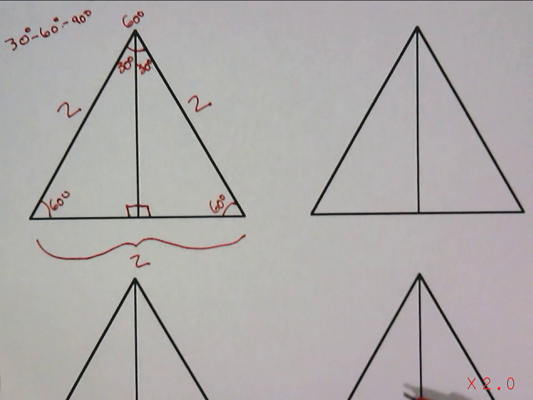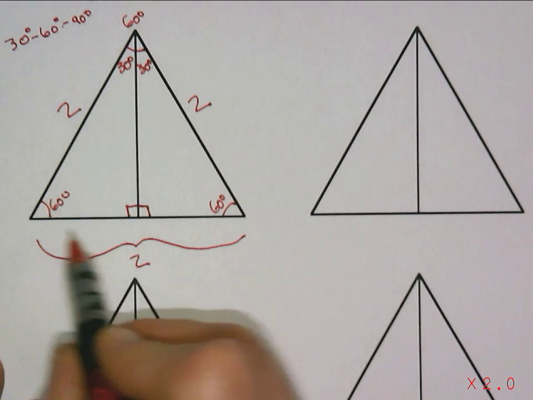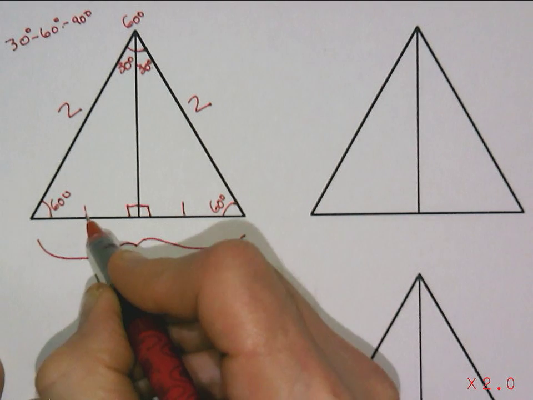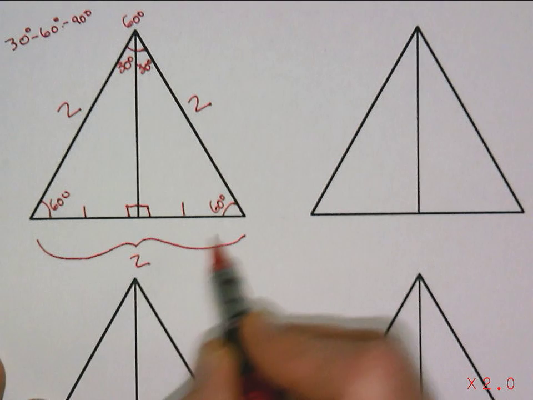Now when we take an equilateral triangle and cut it in half, we also cut the bottom in half. So this 2 becomes 1 and 1. So we have a distance of 1 here and a distance of 1 here to make up that 2 all the way across.